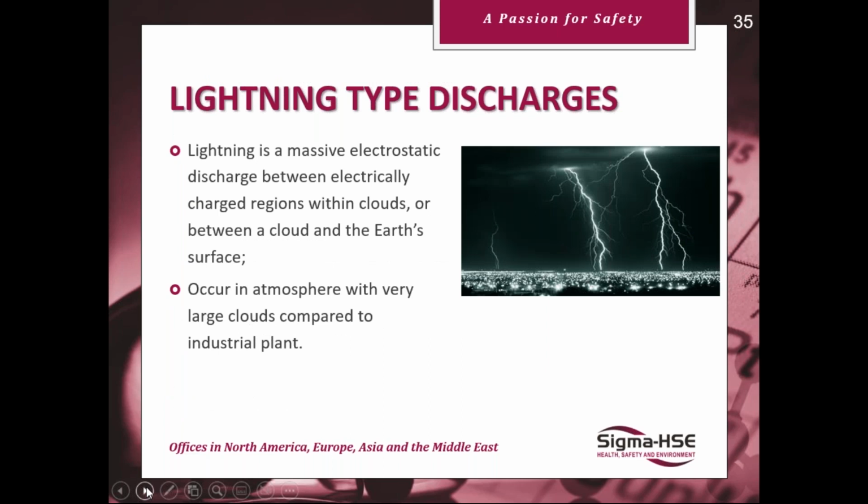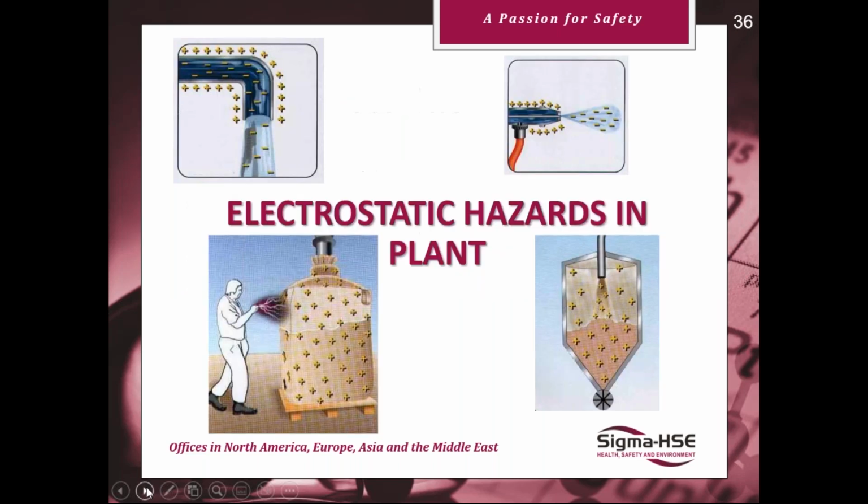Lightning type discharges, I don't really want to get into this because you should have lightning conductors, etc., but it's between the cloud and the Earth's surface. Large clouds, very large clouds, compared to what happens in an industrial plant. So we've looked at some of these things. We've seen FIBCs, we've seen spraying into some sort of dryer, a spray gun. We've seen liquid through a tube, etc.